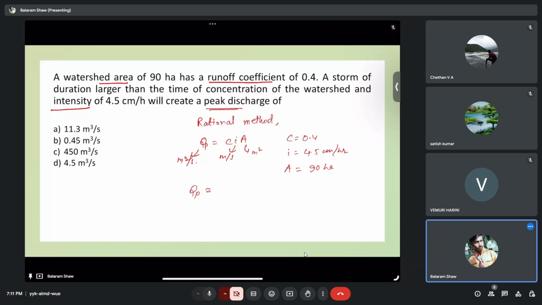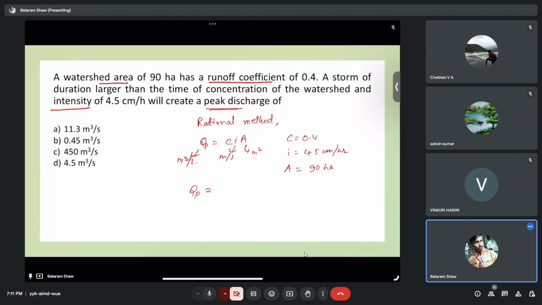Just convert this centimeter per hour to meter per second and this hectare into meter square and just put it in the equation, you'll get the answer. Try once. Okay, anyone got the answer?